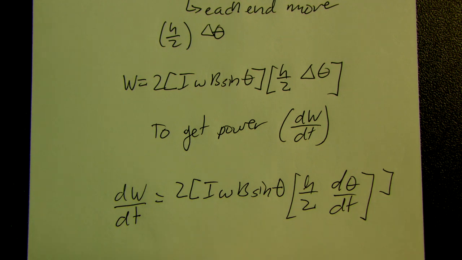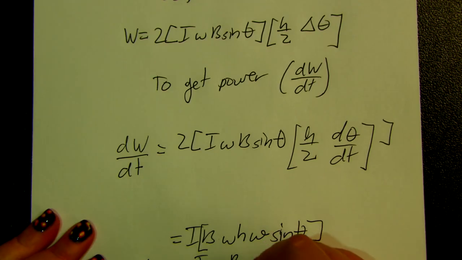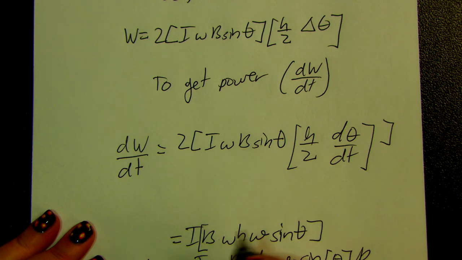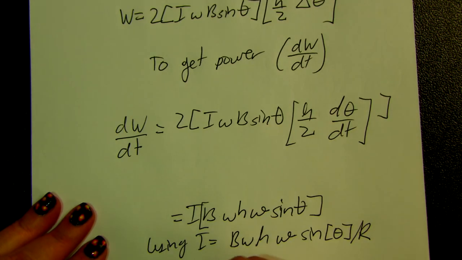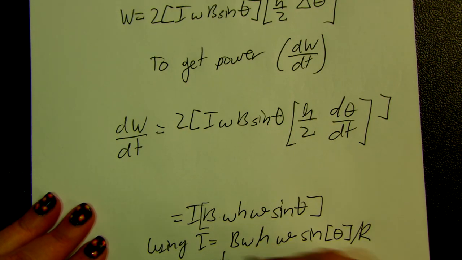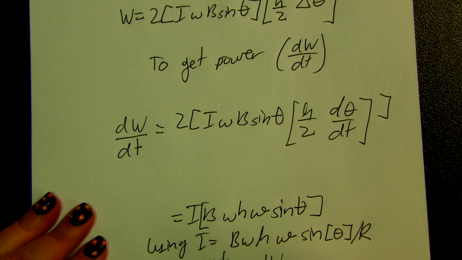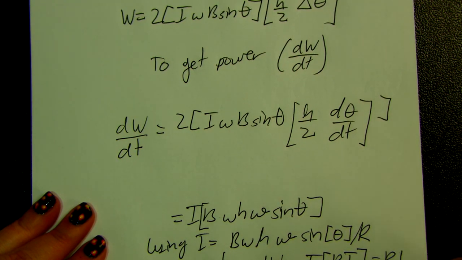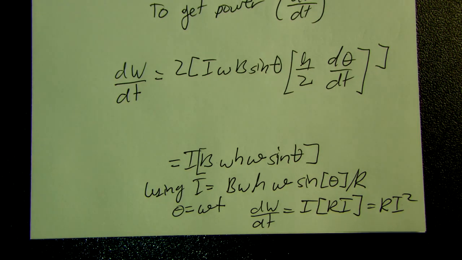And using I is equal to BWH omega sine theta over R, where theta is omega t, we can rewrite the change in work with respect to time as equal to I times IR, which is I squared R, which is exactly what we saw the first time we looked at electric power, exactly as expected.